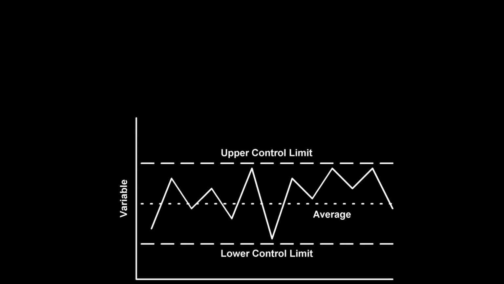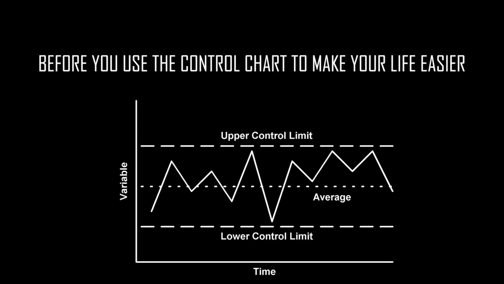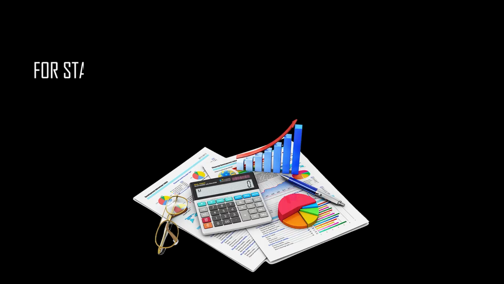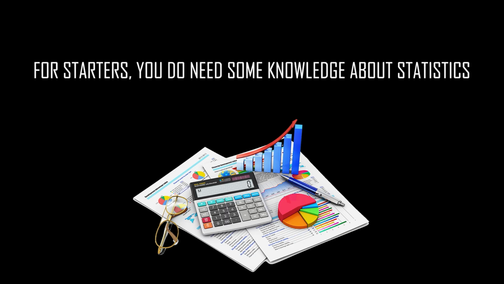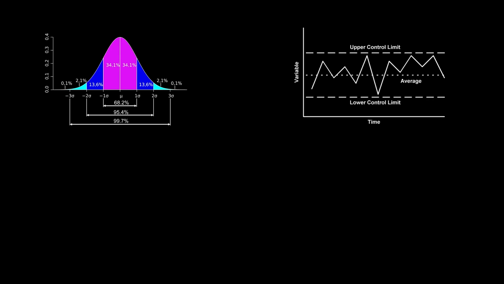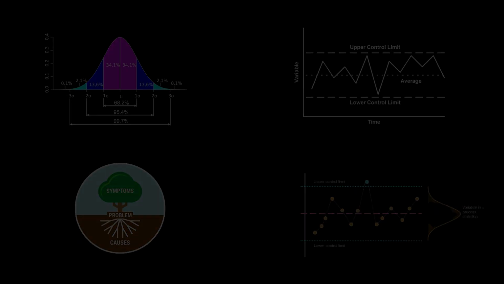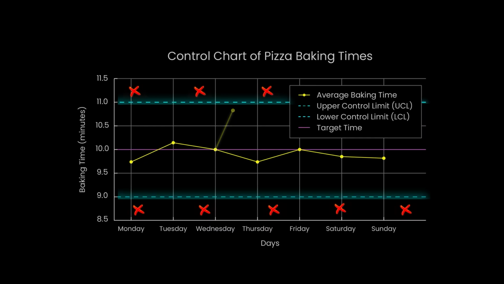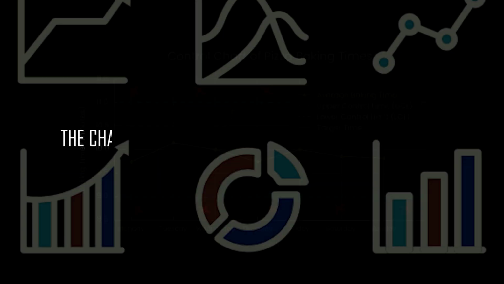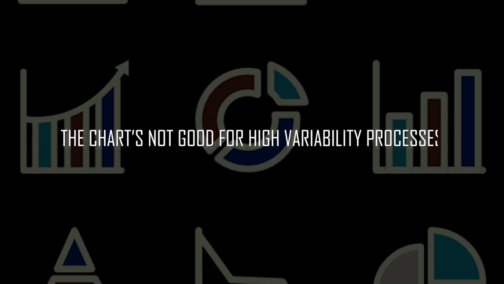Limitations. That said, before you use the control chart to make your life easier, there are a few limitations. For starters, you do need some knowledge about statistics. You'll need to understand terms like standard deviation, control limits, common cause, and special cause variations. Skip out on this and you'll end up with just a fancy chart, and that's where the second limitation comes in. If you misinterpret the graph, you'll make the wrong decisions. Finally, the chart's not good for high variability processes.